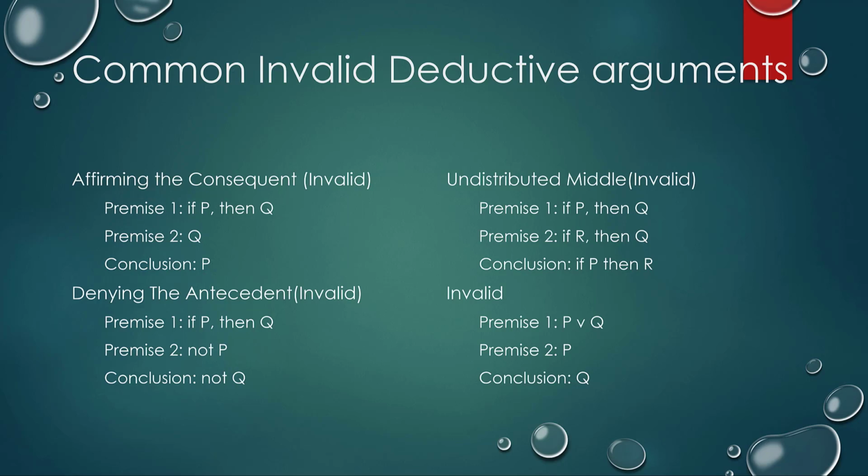There's also the undistributed middle, which is the evil twin of the valid hypothetical syllogism. And this one basically works by, or doesn't work by, breaking the connection. So if you have premise 1, if P then Q, premise 2, if R then Q, conclusion, if P then R. As you can see, if P gets you Q and R gets you Q, it doesn't mean that P gets you R. For example, if you have $1 billion, then you could buy a candy bar.